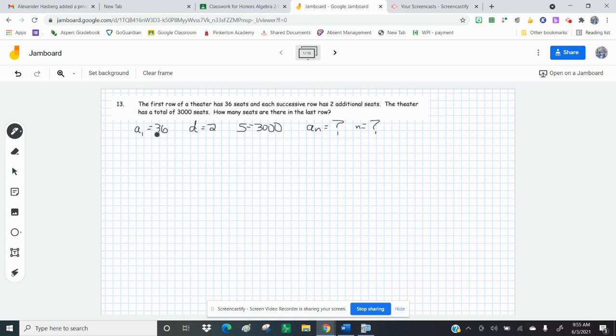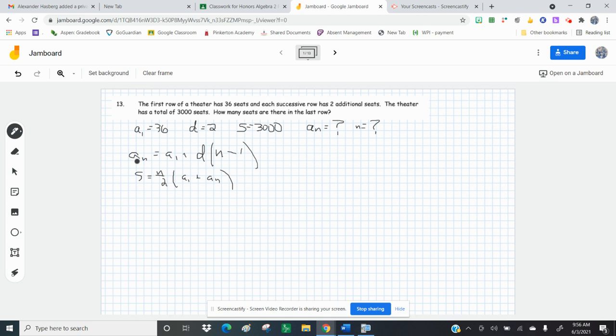All right, let's write down the 2 equations that we could use. We know that an equals a1 plus d times n minus 1. And we know that the sum is going to be n over 2 times a1 plus an. And the nice thing about these equations is that those are the only 2 equations we can work with. So we're just going to input our variables into those equations and see what we have left.